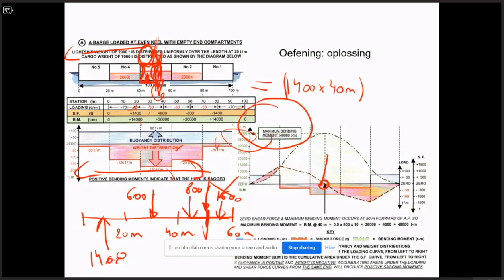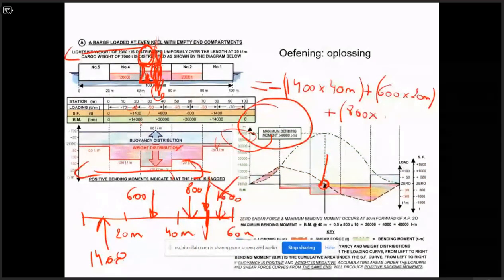I will check later on, which is clockwise, so I take it as negative. Plus another moment, 600 ton, distant from you, when you're located as a microbe, mid-length of the beam, you need to counteract, is multiplied by 20 meters. Plus 800 ton multiplied by how much? You're located at 50 meters. You take only half of the cargo weight into consideration, half of the light weight, half of the buoyancy distribution, which equals then 5 meters.